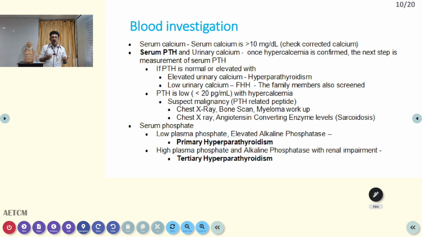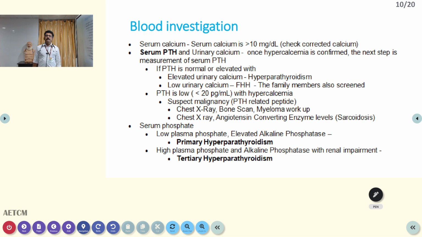Albumin has got a limited role in hypercalcemia compared to hypocalcemia. In hypocalcemia, serum albumin has got a very important role to correct the calcium. So serum calcium should be checked. If the calcium level is more than 10.2 or 10, then you can think about hypercalcemia.